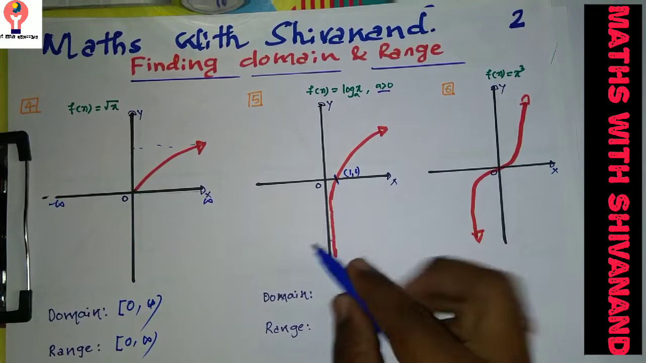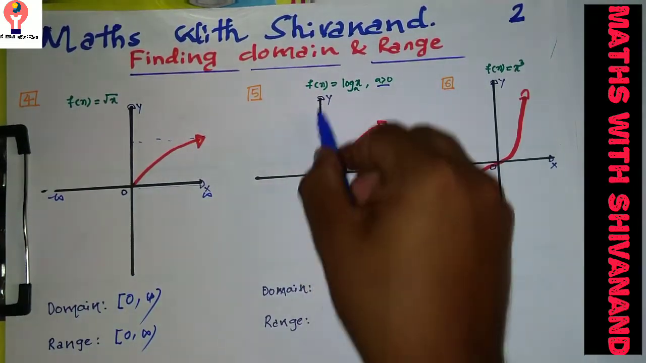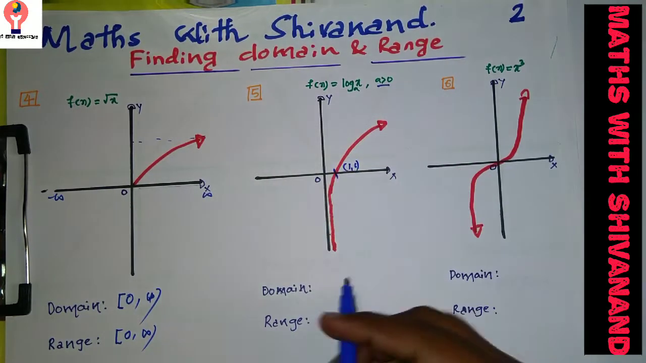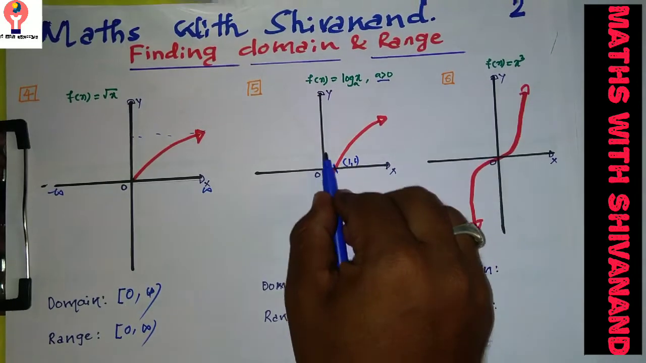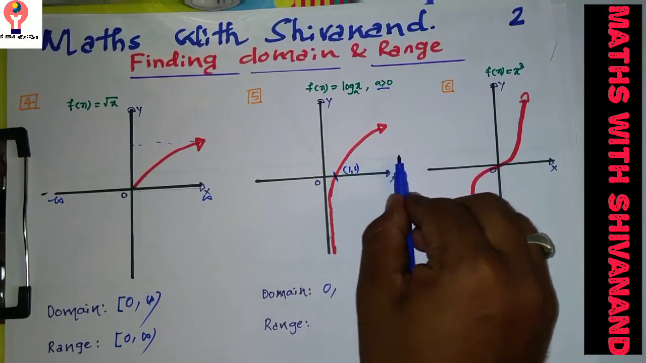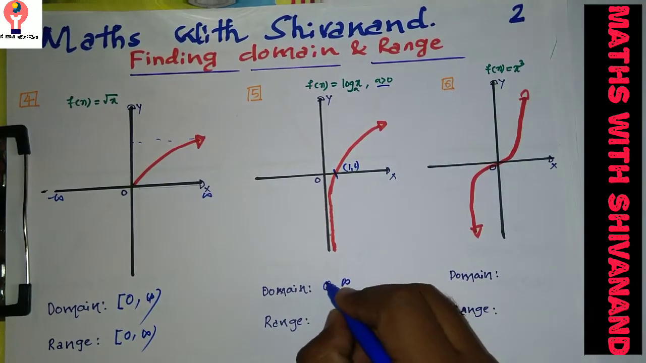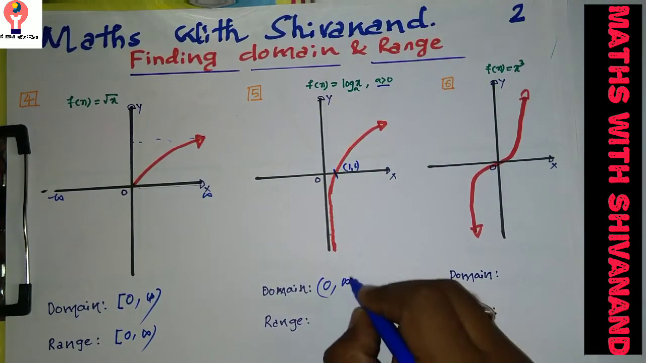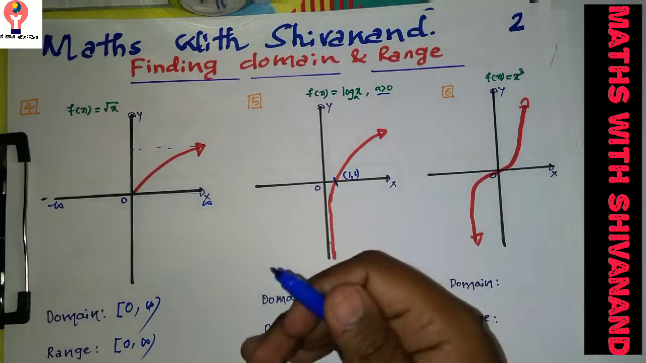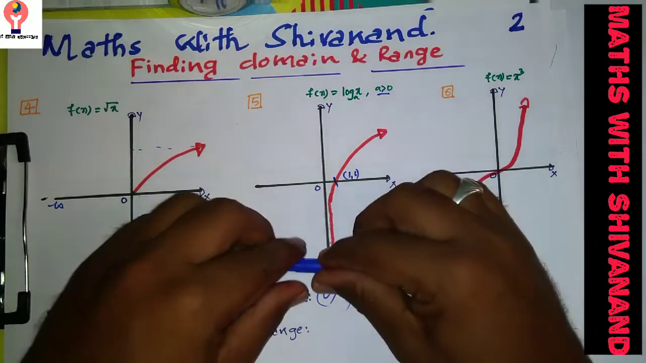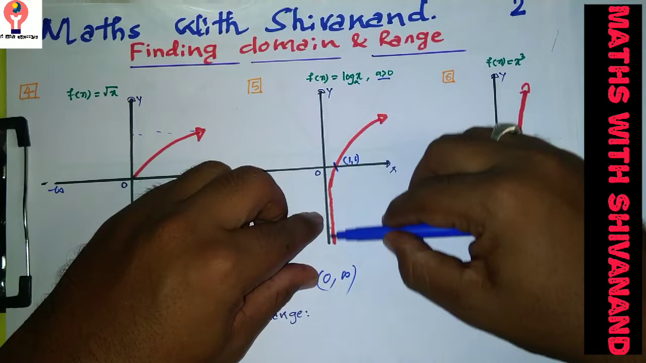So the domain should start from 0, but it is not touching x equal to 0. 0 should be excluded. I am giving all the values from 0 to infinity. It's running towards infinity. 0 to infinity, with 0 an open interval and infinity also an open interval. Range is nothing but checking the graph along the y-axis, from bottom to top. Yes, it is taking all the values.